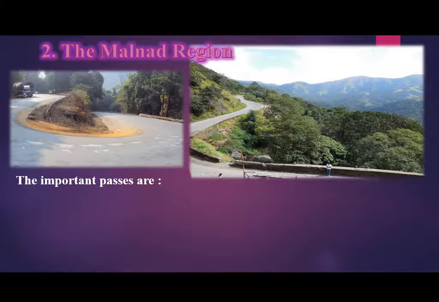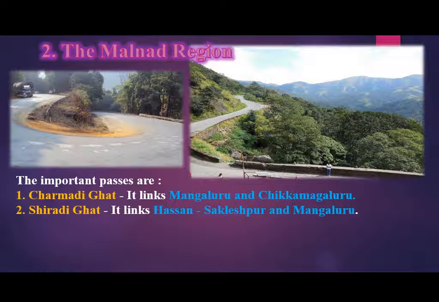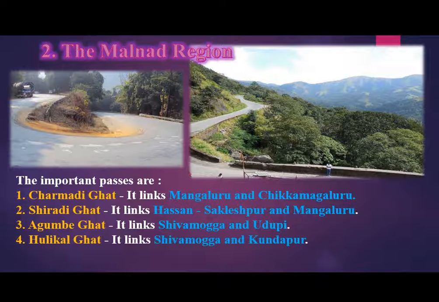So here we have some of the important mountain passes of Karnataka. One is the Charmadi Ghat, which links Mangaluru and Chikmagaluru. We have the Shirdi Ghat which links Hassan to Mangaluru, I mean from Sakleshpura of Hassan to Mangaluru. Agumbe Ghat links Shivamogga to Udupi, and Hulikal Ghat links Shivamogga to Kundapura. These are the famous important passes, and it is a very important question from your examination point of view also, students.